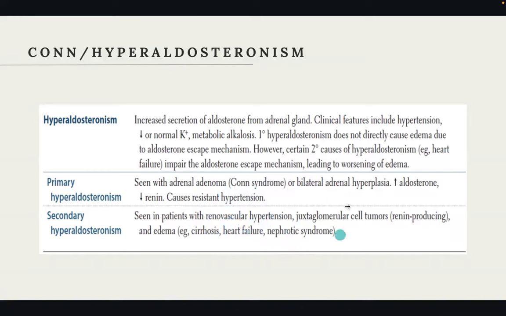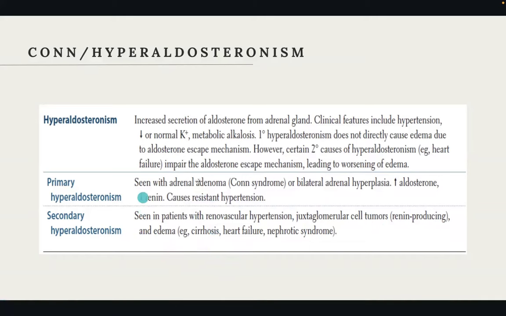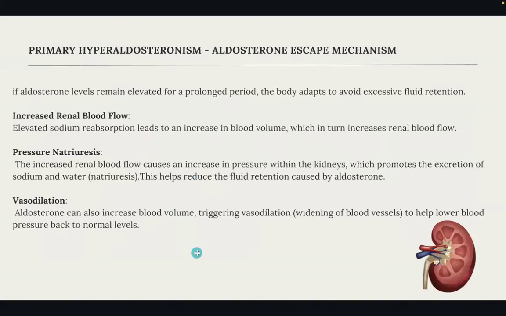What about juxtaglomerular cell tumors, which means they're going to be producing a lot of renin? The problem is within the cells that produce renin. I'm going to be producing a lot of renin, a lot of aldosterone. And this is why you're going to see edema. There's no escape mechanism. The kidney itself is defective. And here, it's an adrenal problem, so the kidney will try to compensate by having pressure natriuresis and vasodilation. I hope this made sense. I hope this wasn't too confusing.